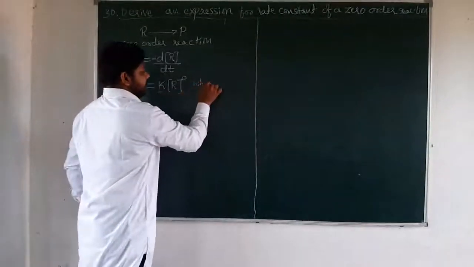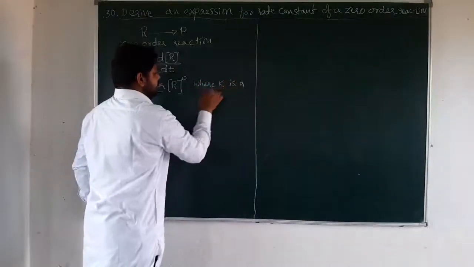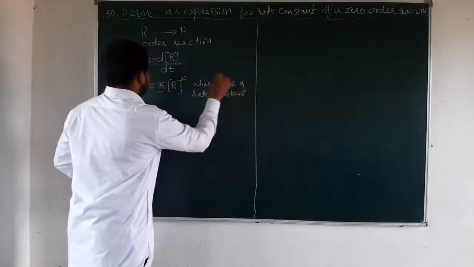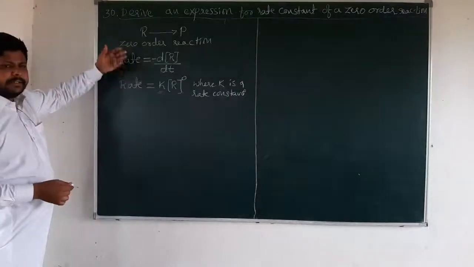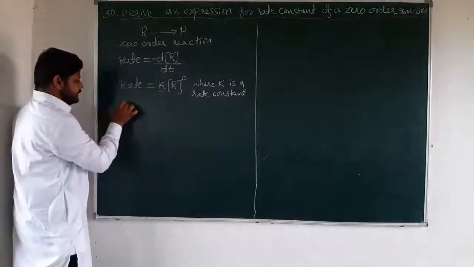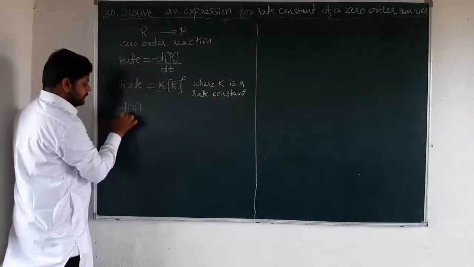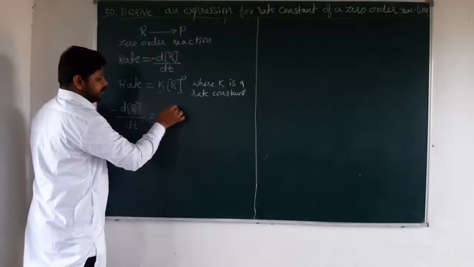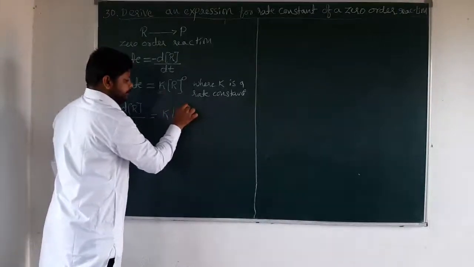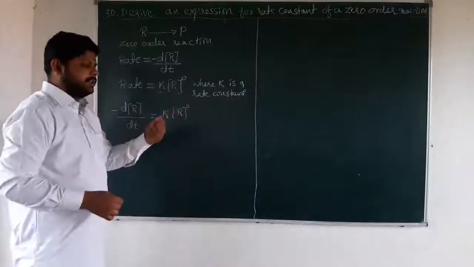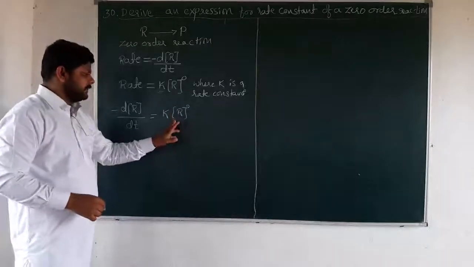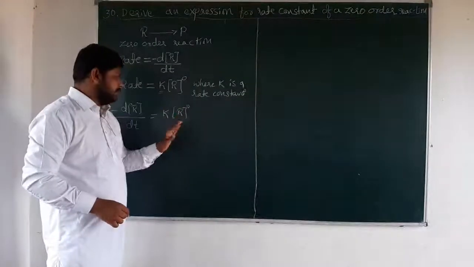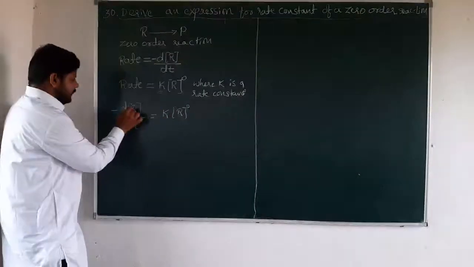Here k is a rate constant. Now, by combining these two equations, we can write minus d[R] by dt is equal to k into [R] to the power 0. Any number to the power 0 is 1, so it will be cancelled.